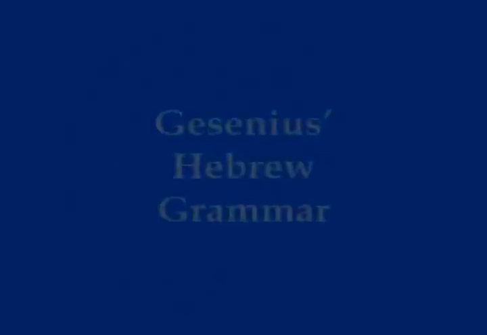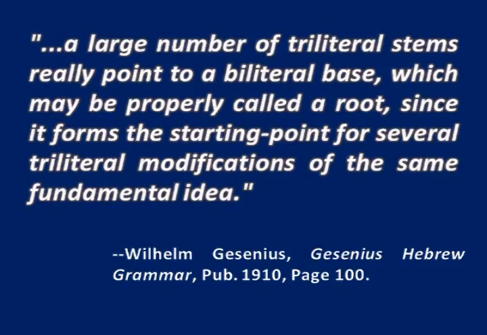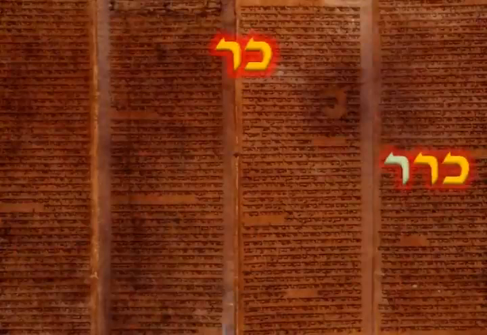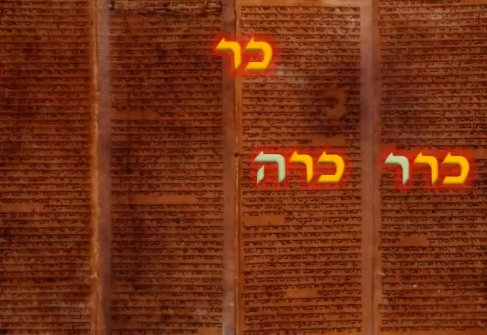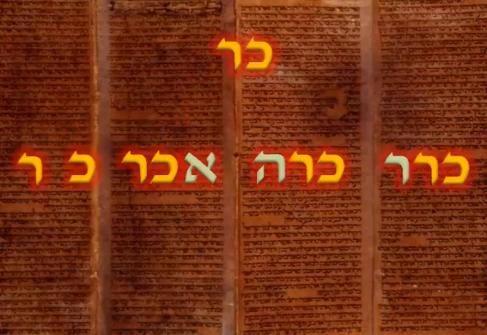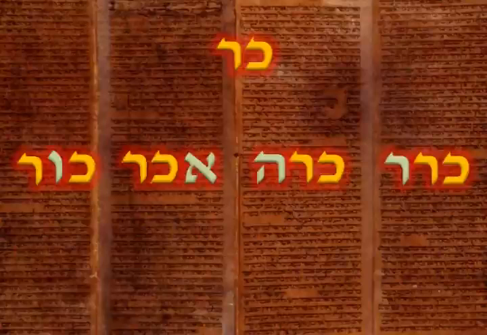Wilhelm Gesenius, one of the greatest Hebrew scholars of all time, wrote in his book, Gesenius' Hebrew Grammar, "A large number of triliteral stems really point to a biliteral base, which may be properly called a root since it forms the starting point for several triliteral modifications of the same fundamental idea." Gesenius then cites the following example. The biliteral root kar is the root of karar, kara, achar, kor, each being related to the idea of digging.